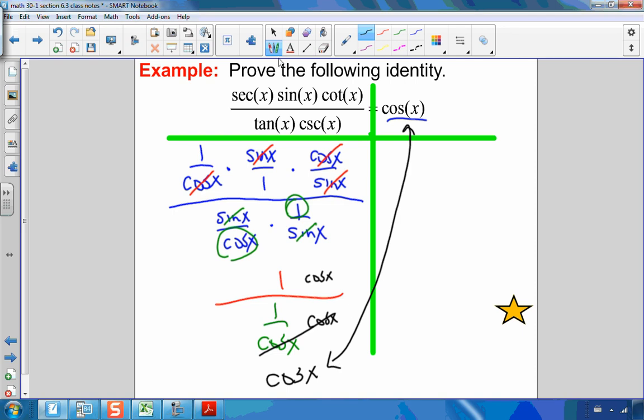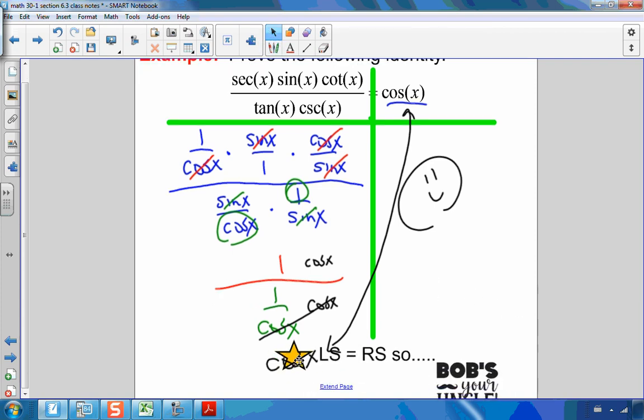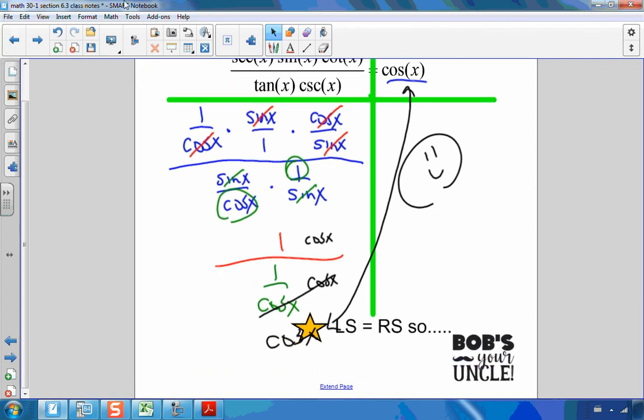So it's a good thing we started with the left side, isn't it? So those match, and that makes me happy. But what makes me happier is saying left side equals right side, so Bob's your uncle.